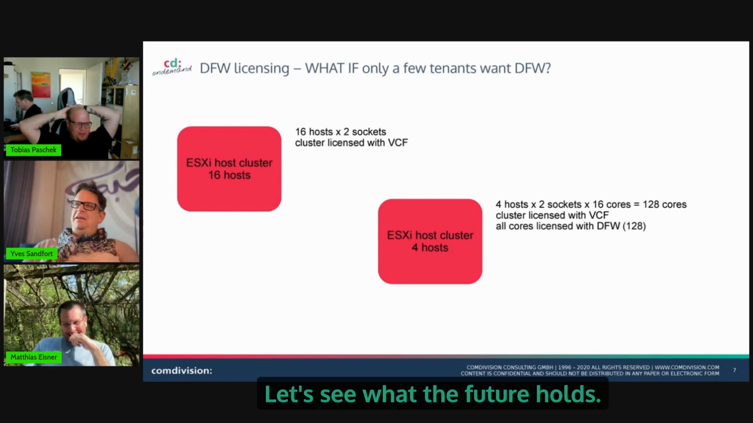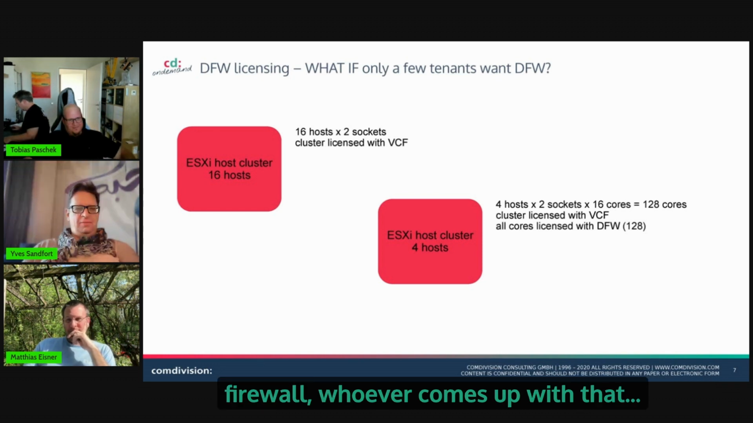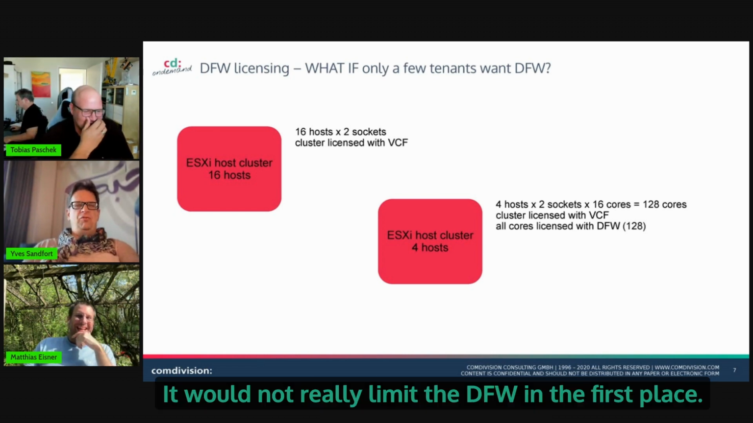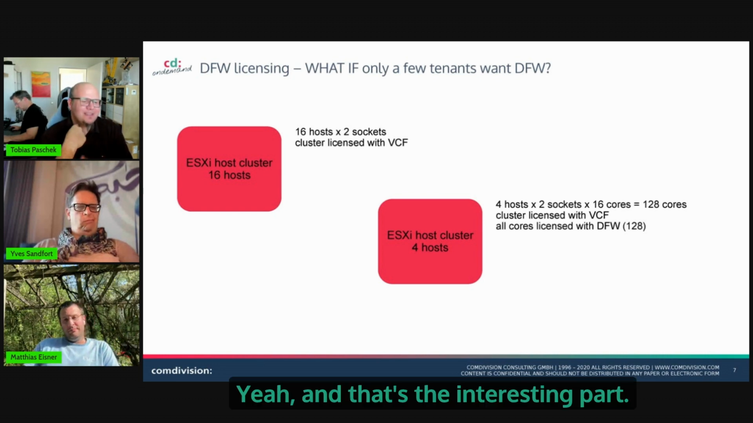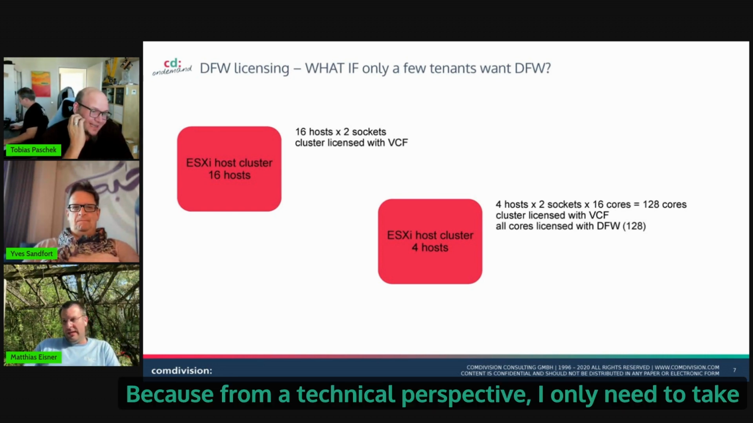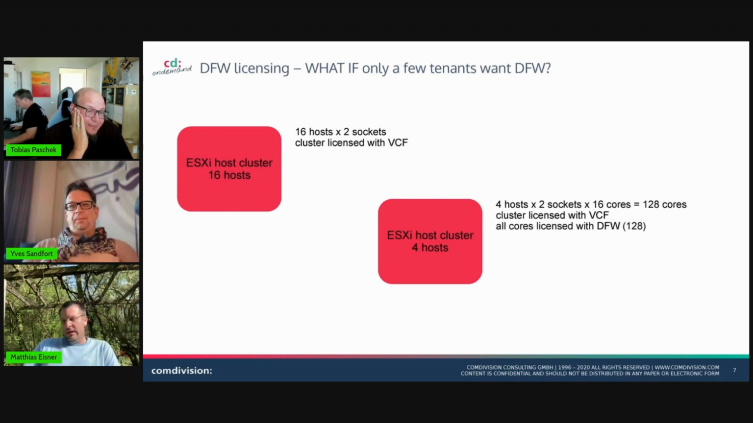Let's see what the future is. DRS groups for distributed firewall. Whoever comes up with that. Whatever, let's call it whatever. Because it would not really limit the DFW in the first place. It would limit where the VMs run, and that's the interesting part, because from a technical perspective, I only need to take care about where my VMs are running.